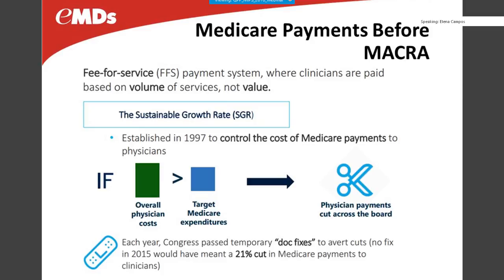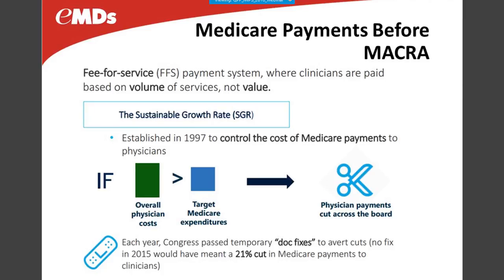MACRA. MACRA stands for Medicare Access and CHIP Reauthorization Act. And again, this is an acronym within an acronym. CHIP is Children's Health Insurance Program. So again, MACRA is Medicare Access and CHIP Reauthorization Act. This bill was passed in 2015. Under this bill, the fee-for-service payment system was changed to be more of a pay-for-value. So under MACRA, we're moving away from fee-for-service. We're moving toward payment for value.